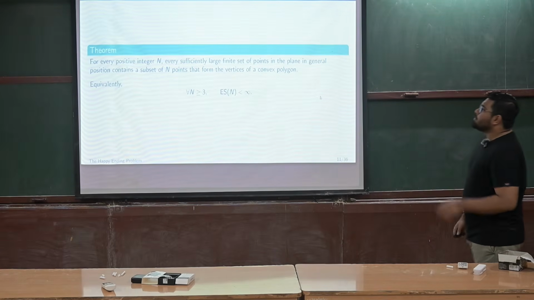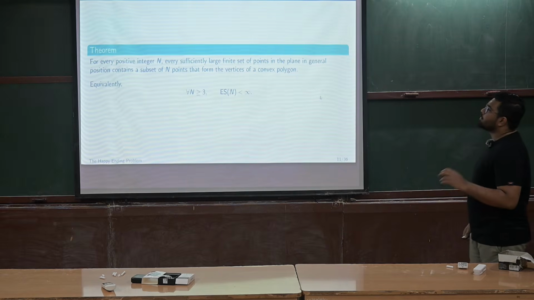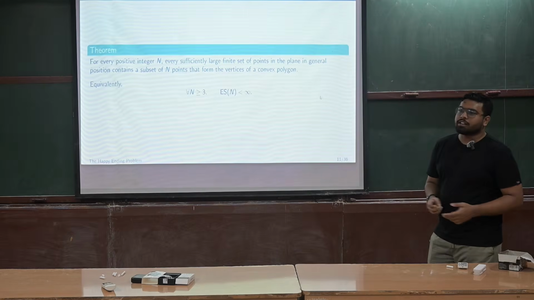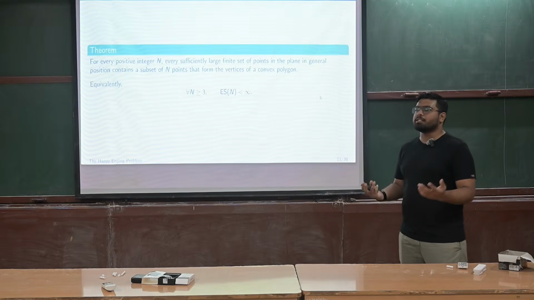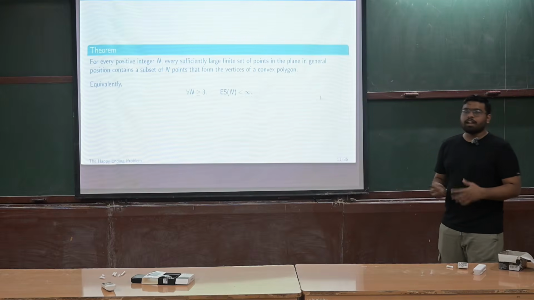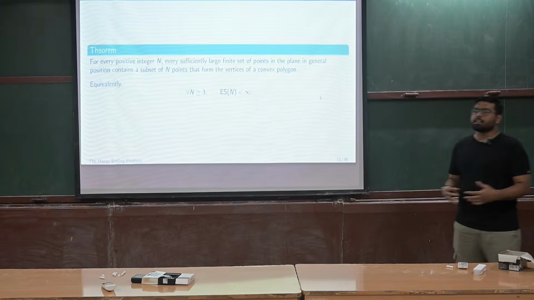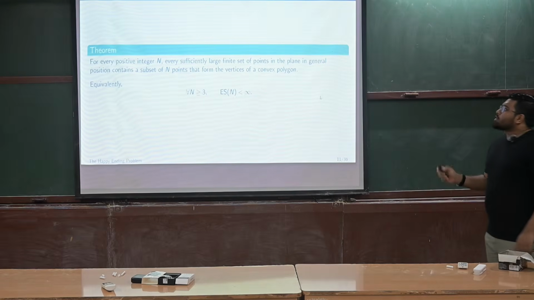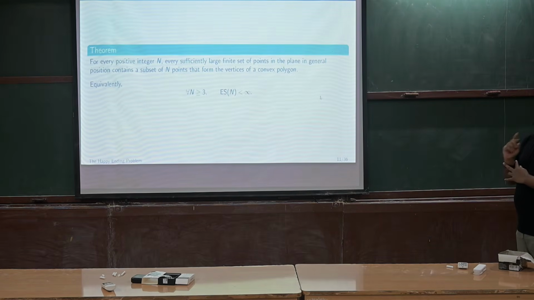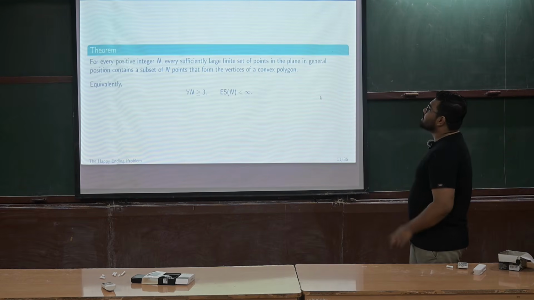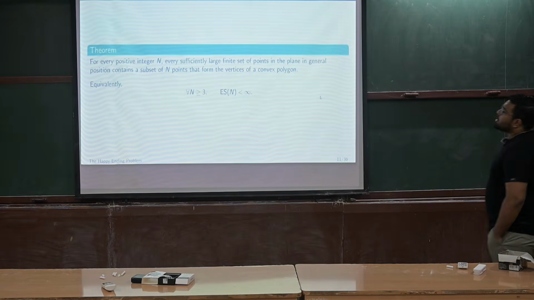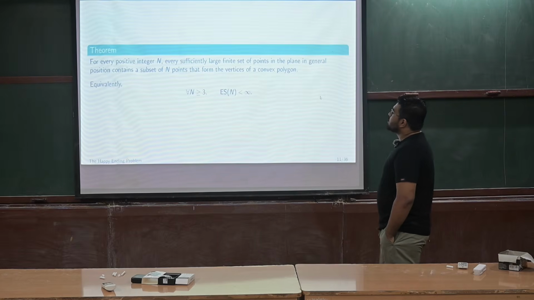Now it's time for me to convince you that the Erdős-Szekeres function always takes a finite value. Because you might ask whether, for large enough k, there may never be finitely many points that form a convex k-gon. That's what the Erdős-Szekeres theorem states. Note this is different from the Erdős-Szekeres monotone subsequence theorem. The theorem states that for every positive integer n, every sufficiently large finite set of points in the plane in general position contains a subset of n points that form the vertices of a convex polygon.